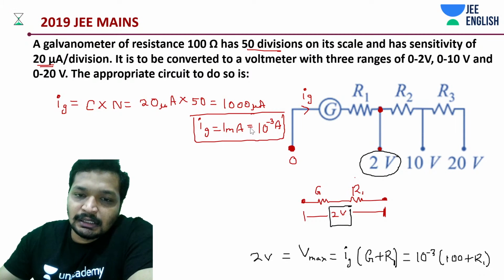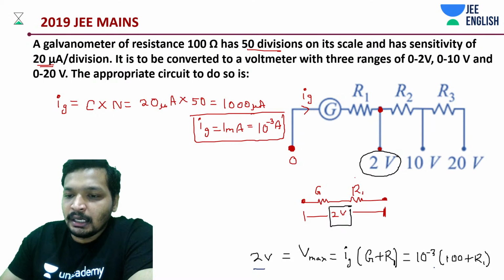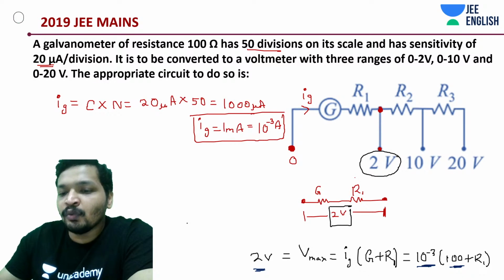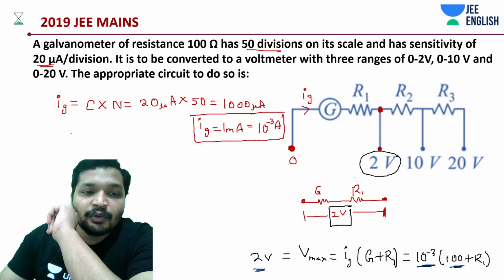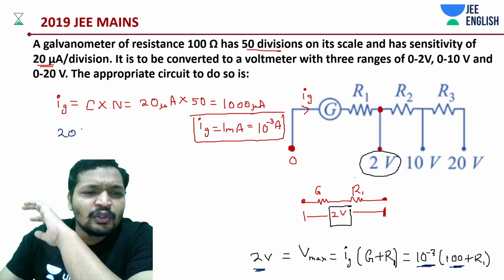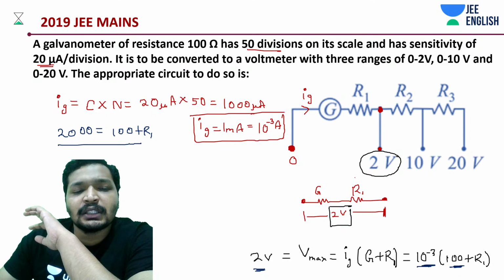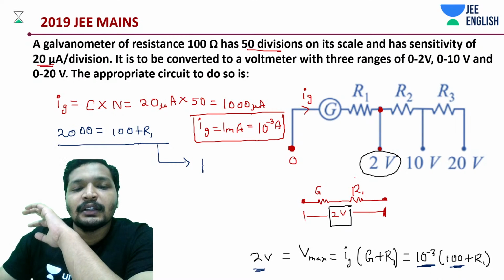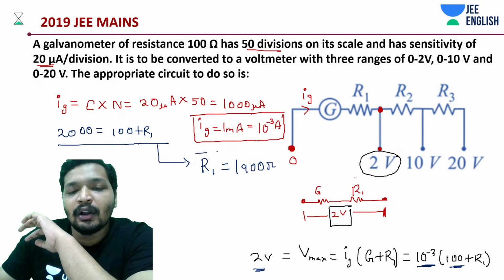So this is what we need to work around. What is that thing we need to work around? 2 volt, and brilliant question actually if you're noticing it carefully. So you're going to have 2 volt divided by 10 to the power minus 3, so it's going to be 2000 ohms. 2000 ohms is equal to 100 plus R1, so R1 is going to come out as 1900 ohms.